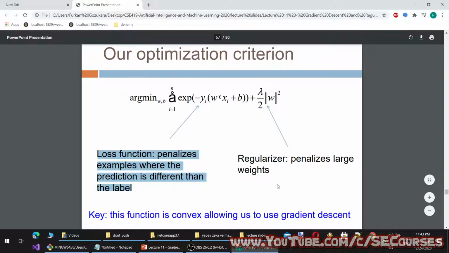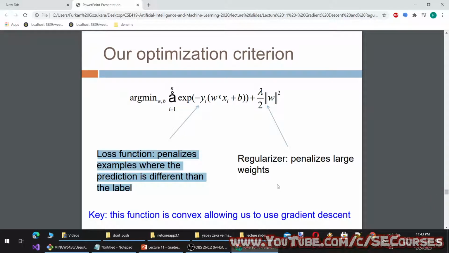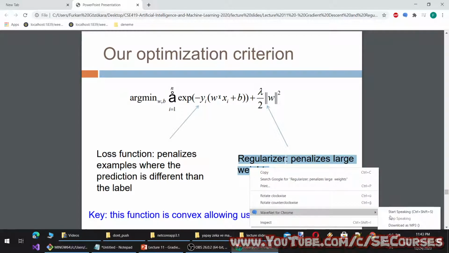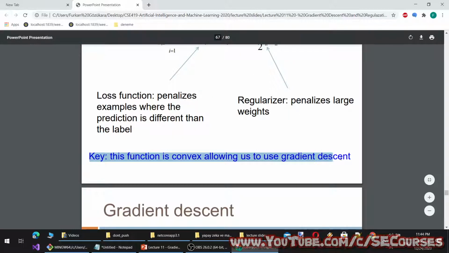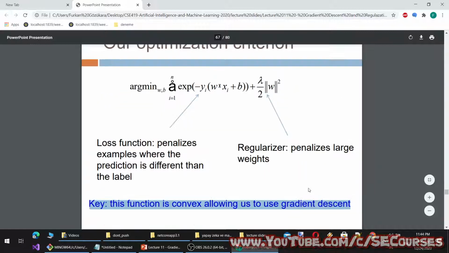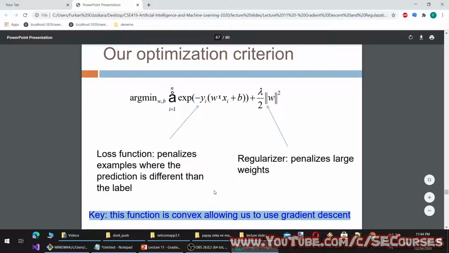The loss function penalizes examples where the prediction is different than the label. The regularizer penalizes large weights. Key, this function is convex, allowing us to use gradient descent.